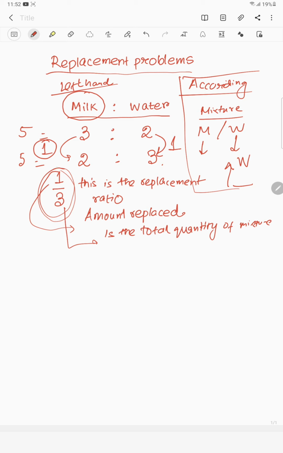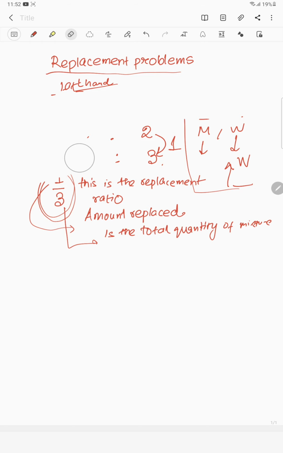This 1 is the replacement amount, and 3 is the total, not only milk, 3 is the total amount of mixture that was available the first time, and that will also last the second time, because the amount is always the same, only the ingredients are getting changed. So we'll be solving some important questions and see how they are solved using this very important shortcut. Just give me some seconds to erase it.